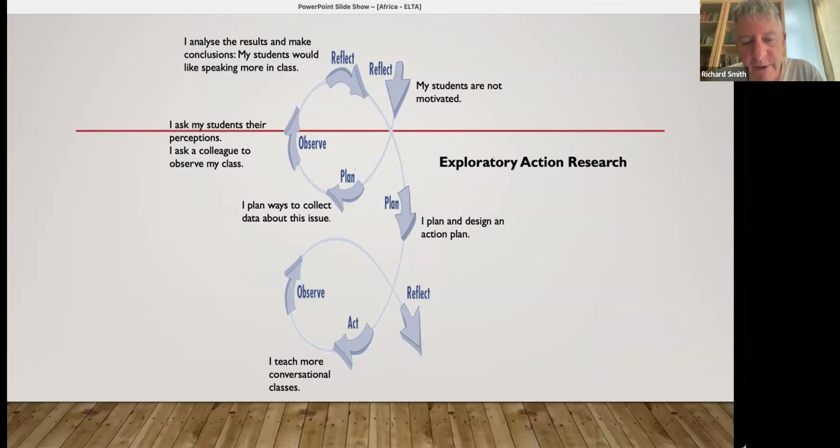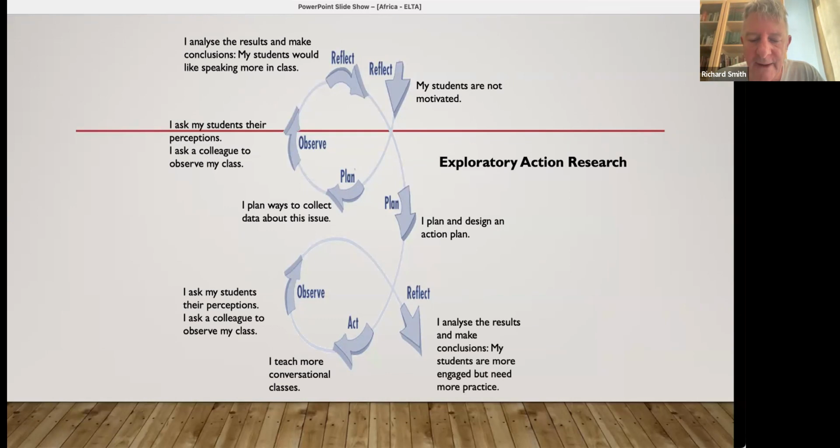Now, this teacher's plan is different from the last teacher's plan. This teacher's plan actually corresponds better with what the students themselves are perceiving. But the same thing, this is action research: ask the students what they think about the new classes, and analyse and make conclusions. The students are more engaged, but they need more practice. Now, the difference here is that the plan comes from the exploration. The plan comes out of what the teacher finds in that first exploration.